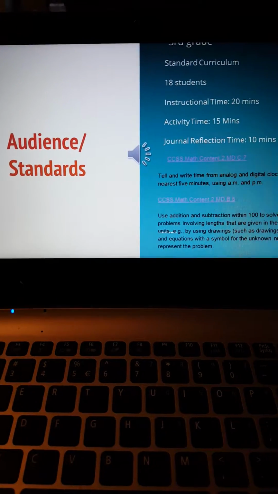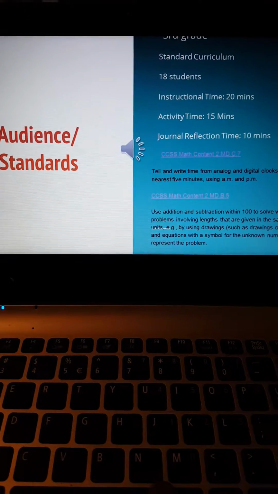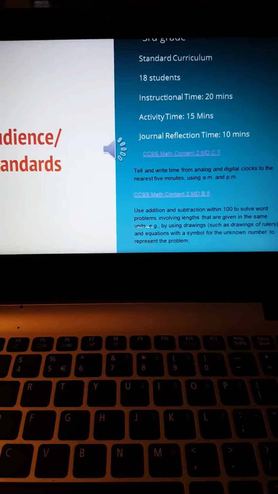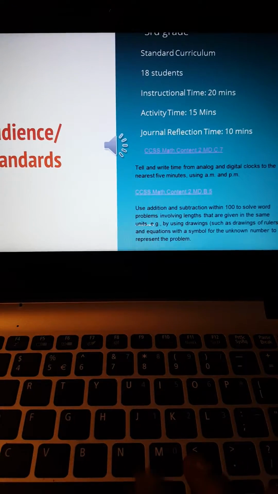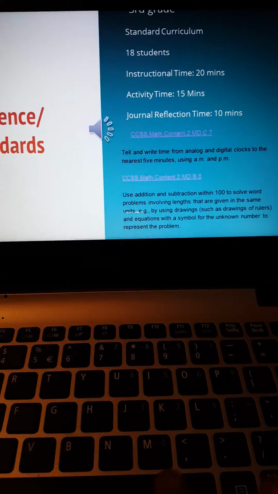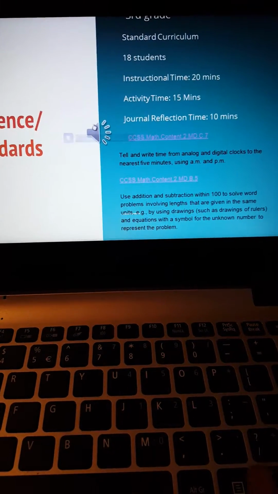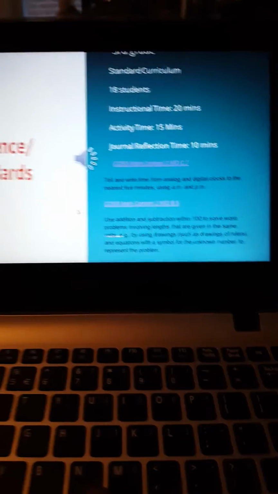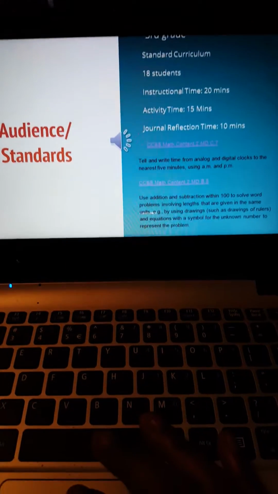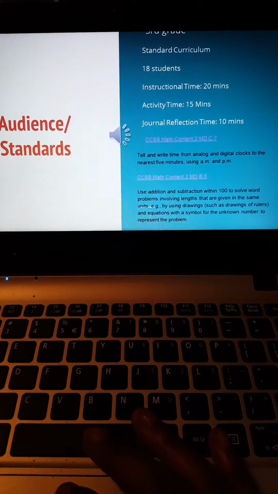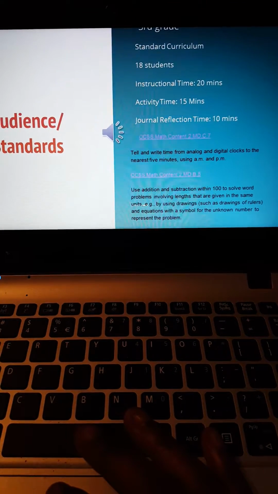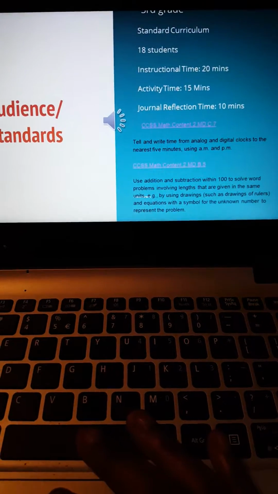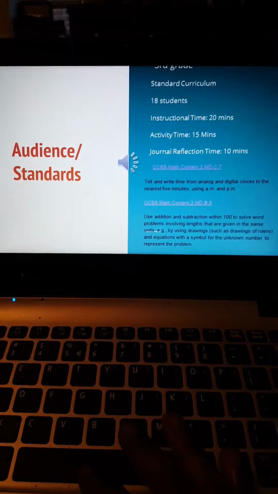Instructional time should be about 20 minutes for talk time for the teacher, and then activity time is 15 minutes apiece. There are 2 activities in the lesson, and general reflection at the end is 10 minutes. There are voiceover narrations in it, but I will not go into depth in them right now. And below, as you can see, are the standards correlated to it: to tell and write time from analog and digital clocks to the nearest 5 minutes, and using subtraction to solve word problems, which there will be one included in the lesson.